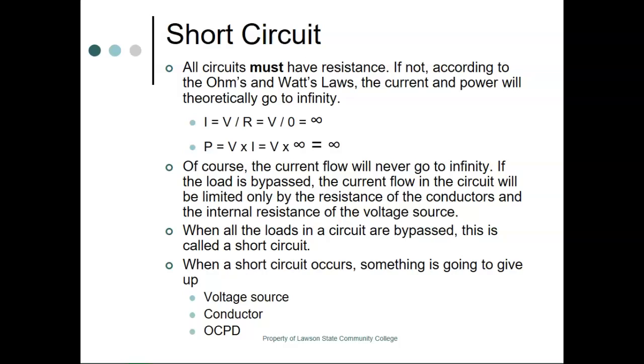Something's got to give up. Either the voltage source is going to give up, your conductor is going to give up, or your overcurrent protection device, which is what you want to give up. You want your fuse or your circuit breaker to give up before your house does. That's why you go strictly with what was installed in your house whenever you're buying a new fuse or a new circuit breaker. Because if that overcurrent protection device doesn't trigger, you are going to be in a world of hurt.